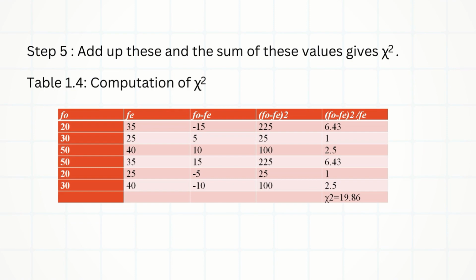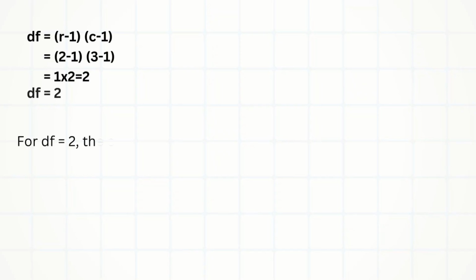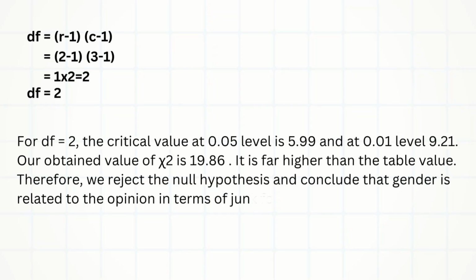Now, we have to calculate DF, the degree of freedom, and the formula of degree of freedom in the test of independence is R minus 1 into C minus 1. Here R is 2 and C is 3. So, 2 minus 1 multiplied by 3 minus 1, if we multiply it then the value would be 2. So, DF would be 2.